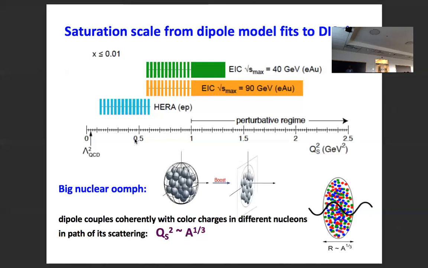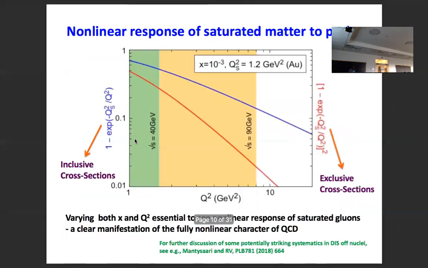Then one gets to a larger scale where one could conceivably do these weak coupling calculations that allow quantitative comparisons, in principle possible in theory and experiment. And some of these observables respond dramatically to large saturation scales.